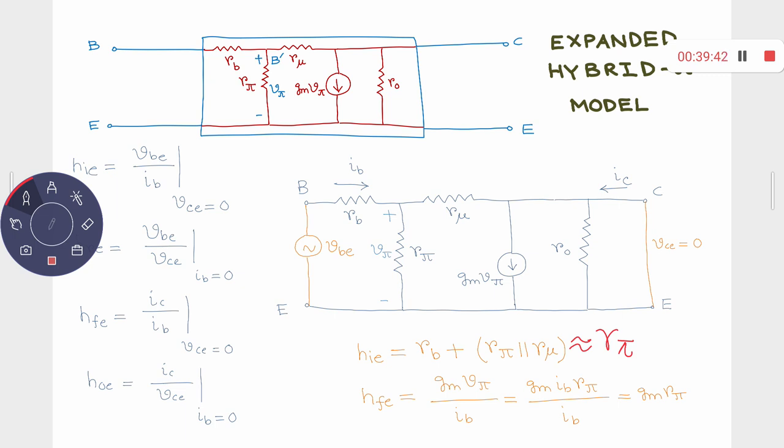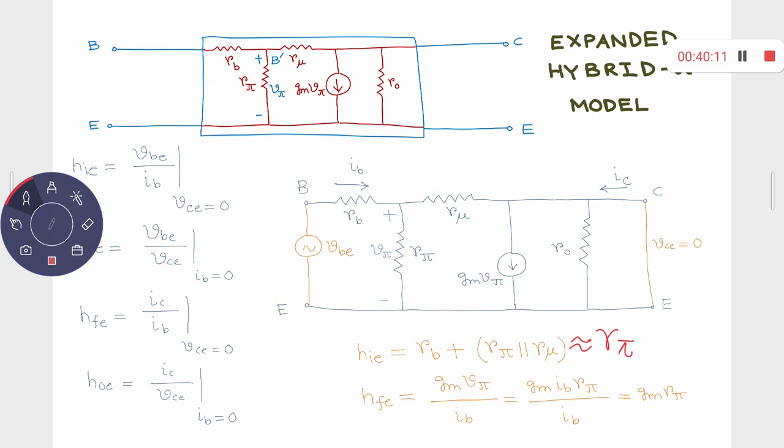So what is that IC? IC is nothing but GM V pi. So GM V pi by IB, and V pi is given by IB times R pi. Then it is nothing but GM times R pi. HFE is equal to GM times R pi. So that's a relation between the parameters of the pi model and the parameters in the H model.